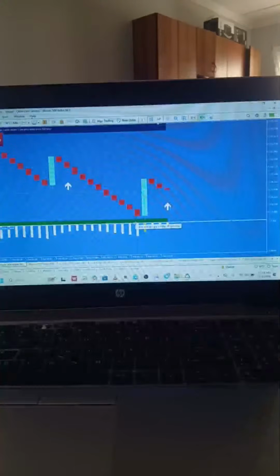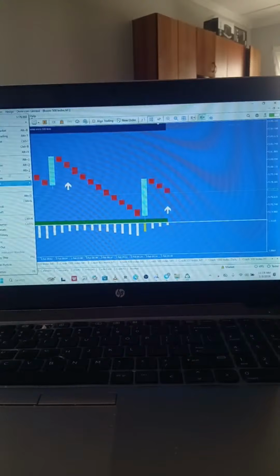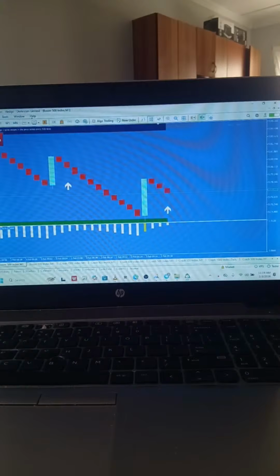Okay, we can buy boom 500. Now our stop loss is going to be 15 candles. Let me also send this signal. So it's boom 500. We have a signal, buy boom 500. Hold this trade for 15 minutes. Okay. Let's wait and see.